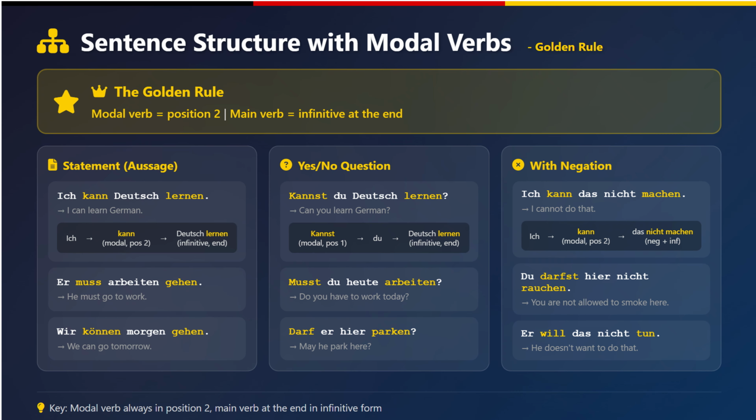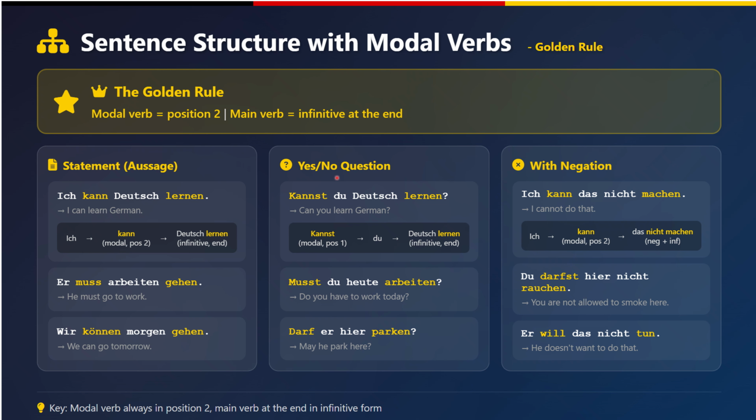Let's look at the sentence structure with modal verbs in more detail. The golden rule is the modal verb is always in position 2 and the main verb is in infinitive form at the very end of the sentence. For a normal statement, ich kann Deutsch lernen or er muss arbeiten gehen.